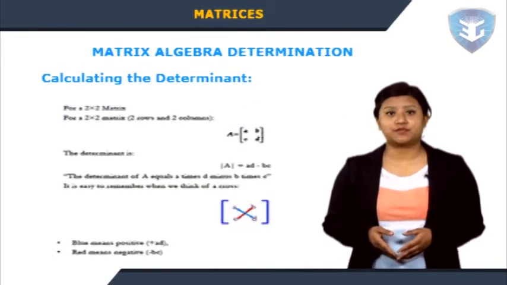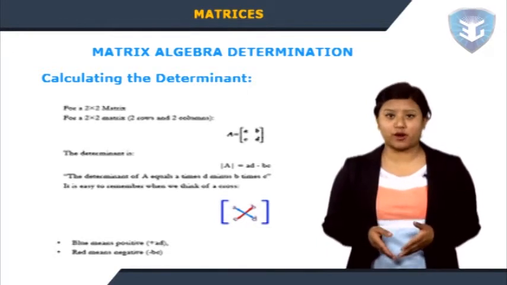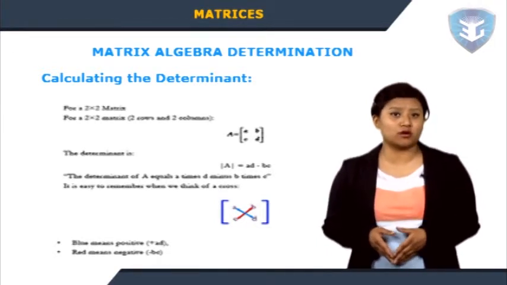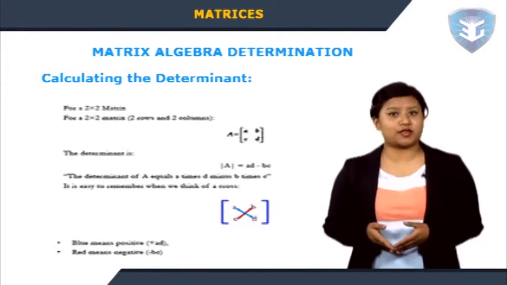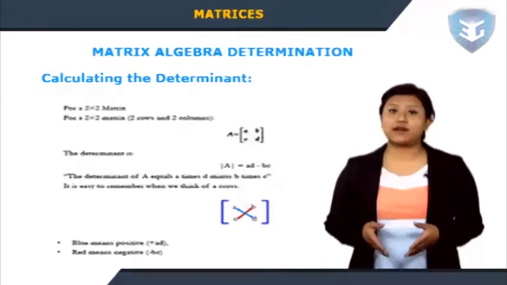Calculating the determinant. First of all, the matrix must be square, that is, have the same number of rows as columns. Then it is just a matter of basic arithmetic. For better understanding, let's have a look at the screen.